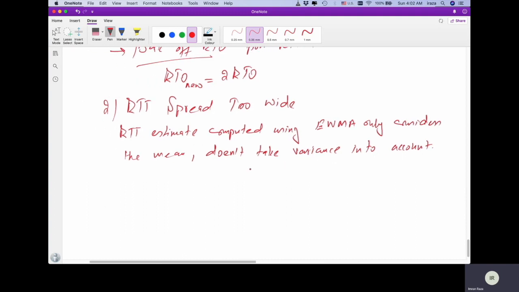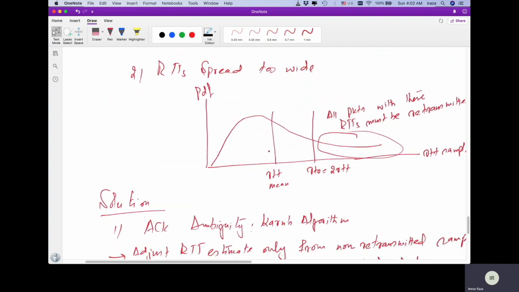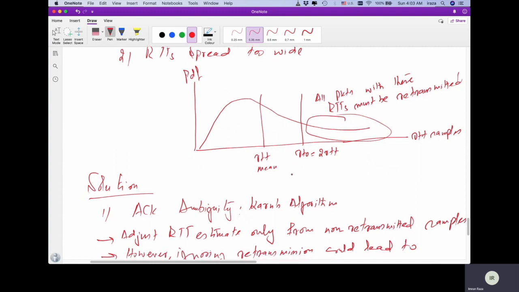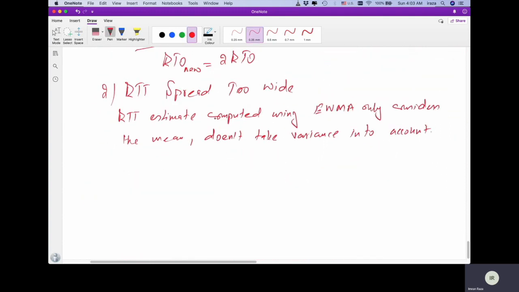Clearly we have seen this in the example. The RTO is based on 2 times the estimated round trip time. This is the mean, this is the RTO, and all the packets having an RTT more than this RTO will be retransmitted. Why? Because it's not taking the variance into consideration. And the solution is Jacobson's algorithm, proposed by Van Jacobson.